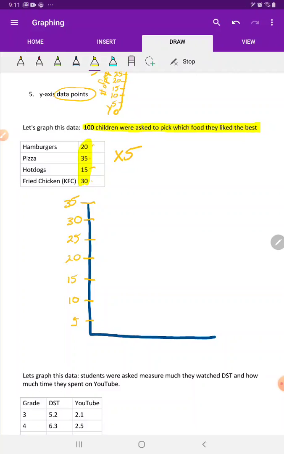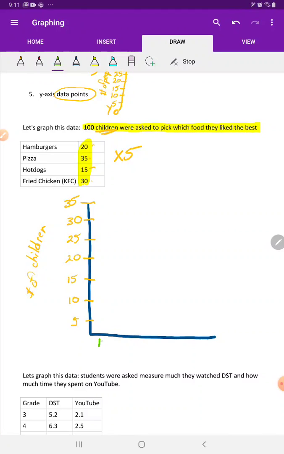Please don't do that. Okay, so what should we call this axis label? Well, this is number of children. How do I know it's number of children? Because we're talking about children up here. All right, now let's do the bottom axis, okay?